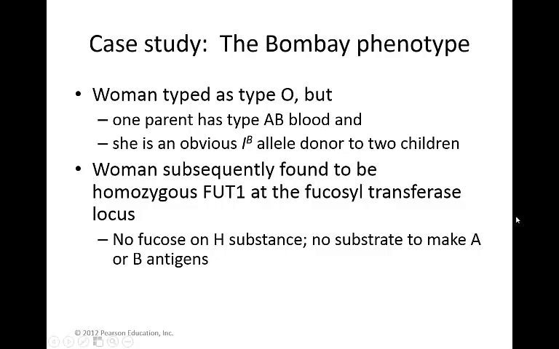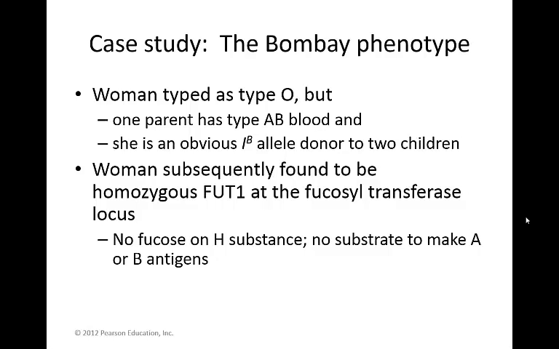So there's an interesting case study, they call it the Bombay phenotype. There was a woman who was typed as blood type O, but she had one parent with type AB blood, which shouldn't be possible, and she was an obvious B allele donor to 2 of her children.